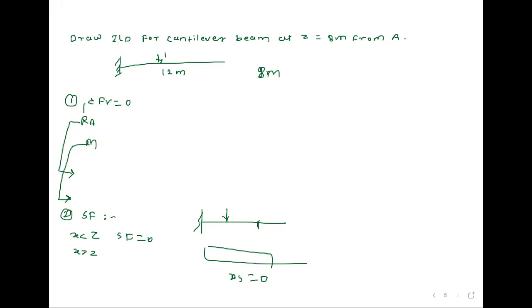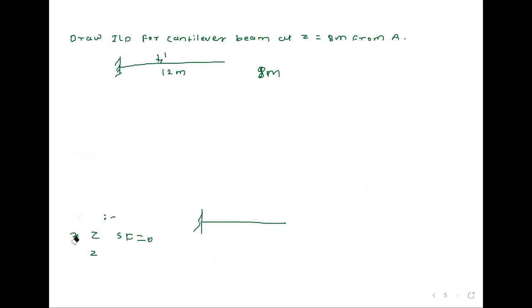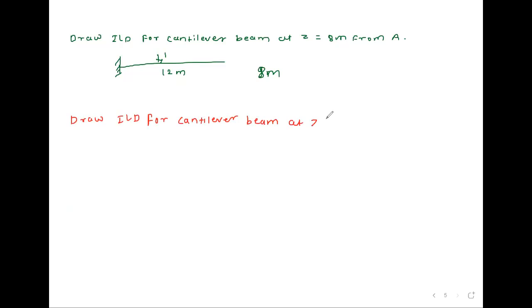Okay, so this is first question. After that, you take second question. Alright, done. Second question. Draw ILD for cantilever beam at Z which is equal to 5 meter from A. So here cantilever beam is given. Total span for this cantilever beam is 10 meter. Okay, these two questions.